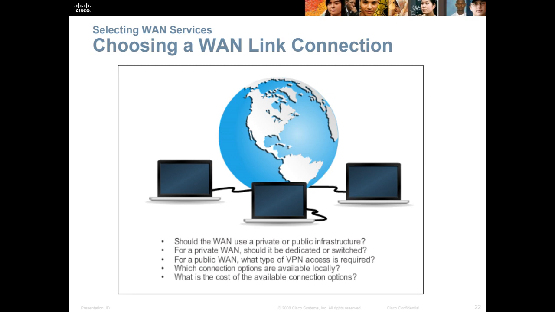Should the WAN use a private or public infrastructure? How sensitive is your data? Okay, for a private WAN, should it be dedicated or switched? For a public WAN, what type of VPN access is required? Which connection options are available? And what is the cost of the available connection options? Okay.